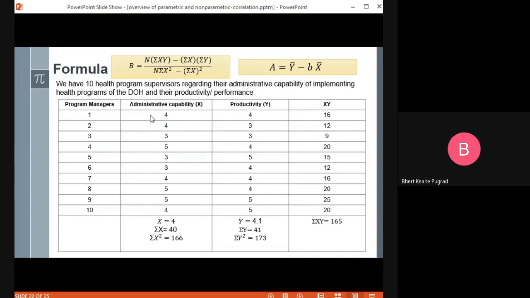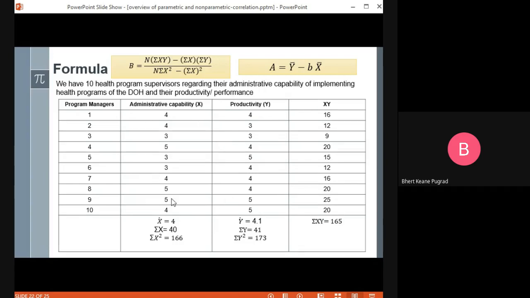Let's consider this example. We have 10 program supervisors, and we want to assess the relationship between their administrative capability and their productivity in implementing health programs under the Department of Health. So we're going to determine the relationship between their administrative capability and their productivity level, or their level of performance. So we have 10 program managers for the Department of Health. These are their administrative capability scores, and these are their productivity scores.